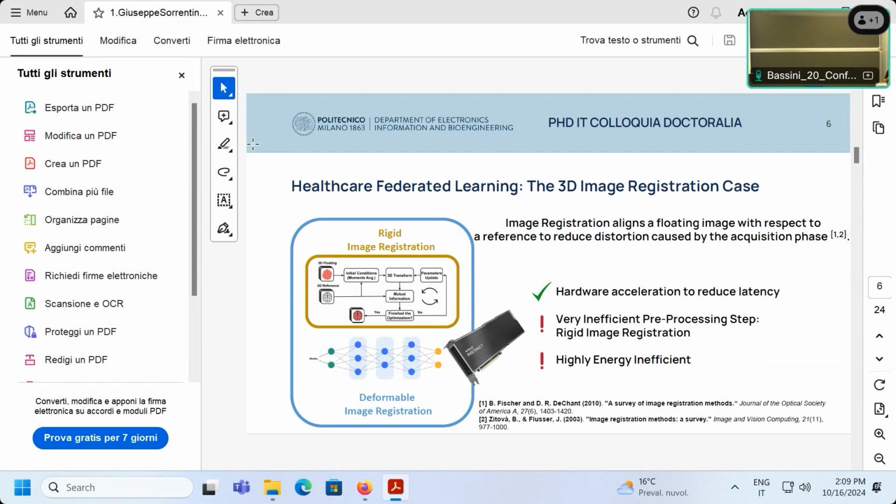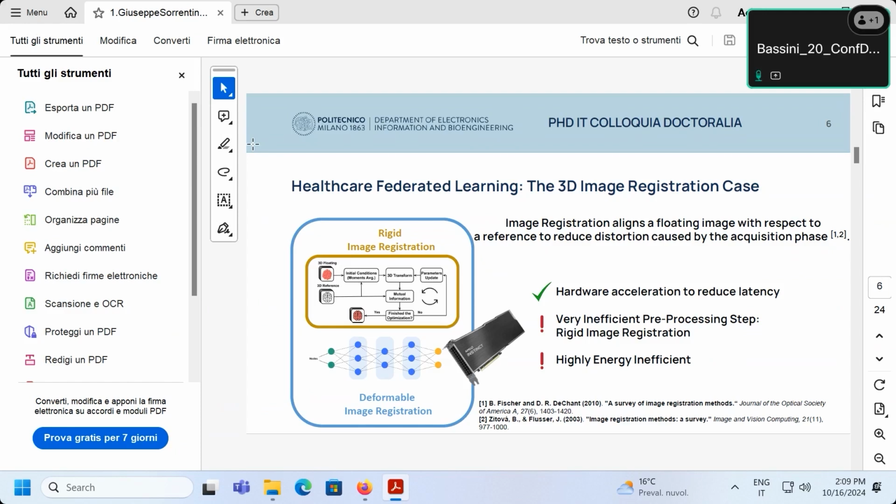Furthermore, if you consider my application specifically, the image registration, we also have a pre-processing step that must be accelerated, and GPUs are not perfect for it. And also, we should meet some energy efficiency constraints for real-world applications.